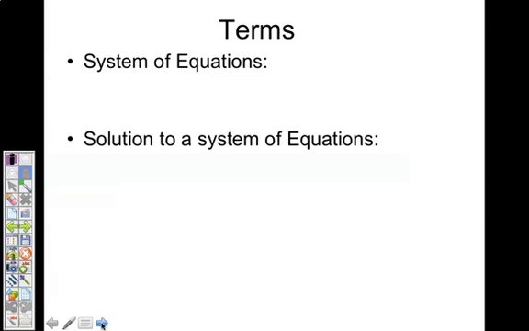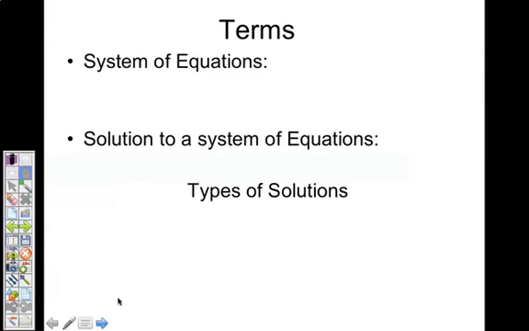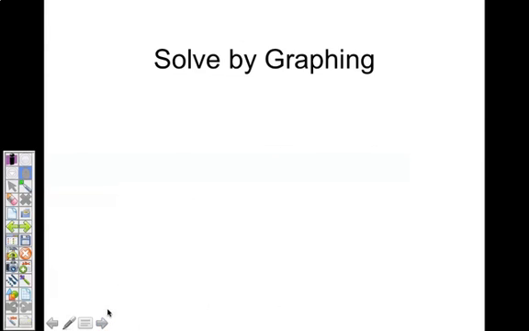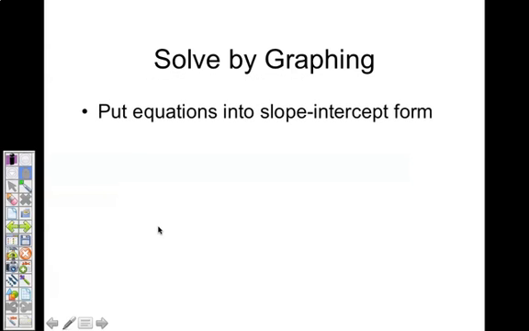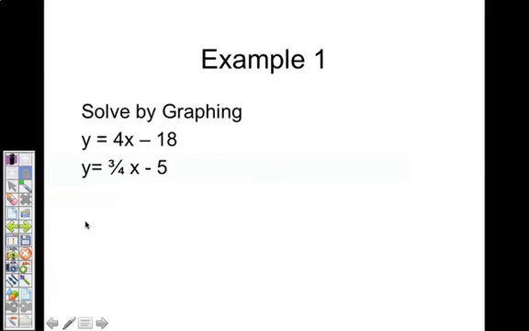Today we're going to be talking about three different ways in which you can solve these systems. The first type being solving by graphing. The first thing you want to do when graphing these is put these equations in slope-intercept form. Then you graph those lines using the slope and y-intercept and find the intersection point. So the first one we're going to take a look at is solving by graphing.